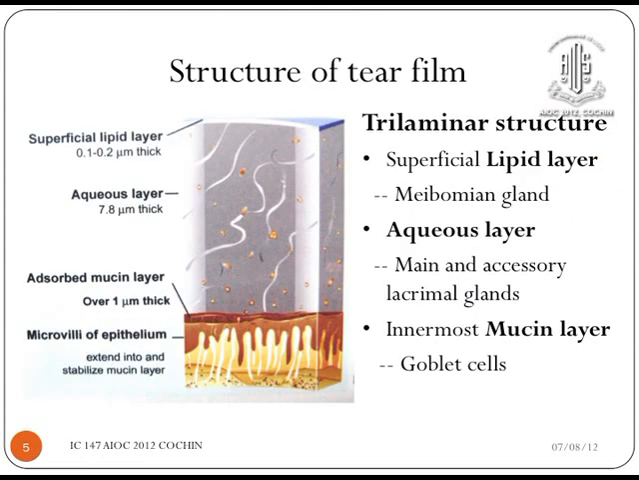If you look at the microscopy of the tear film, it's a trilaminar structure. The outermost layer is the superficial lipid layer. The in-between layer is the aqueous layer, which is secreted by the main and accessory lacrimal glands. And the innermost mucin layer is secreted by the goblet cells. And this mucin layer helps to attach the microvilli of the corneal epithelium to the aqueous layer.